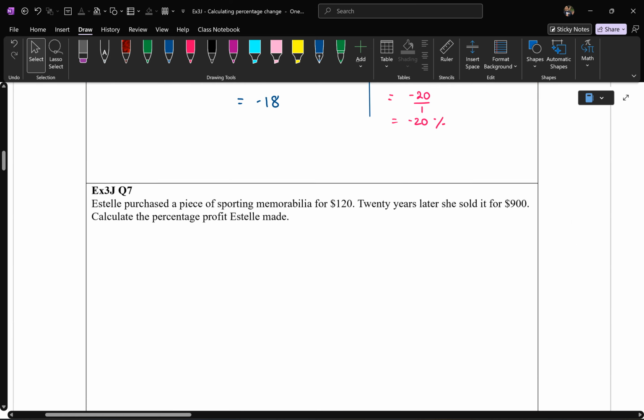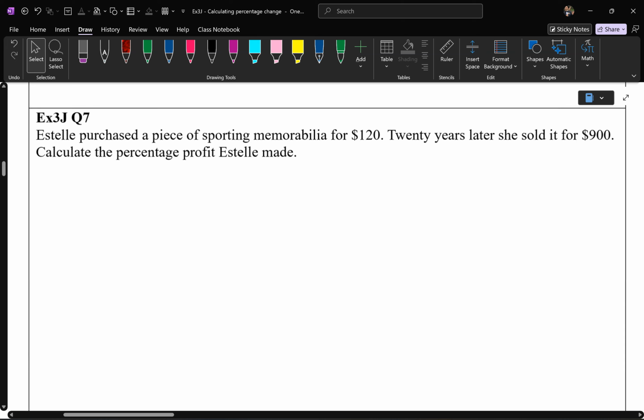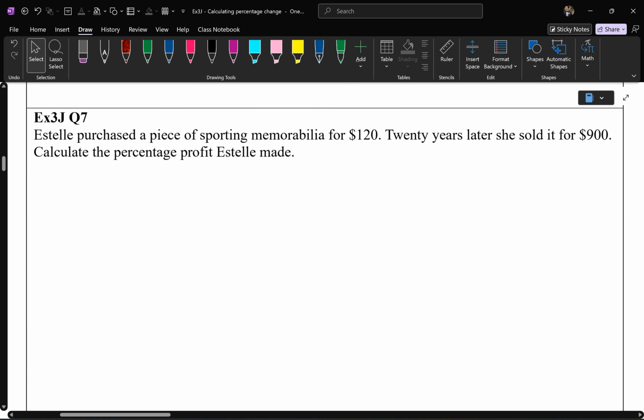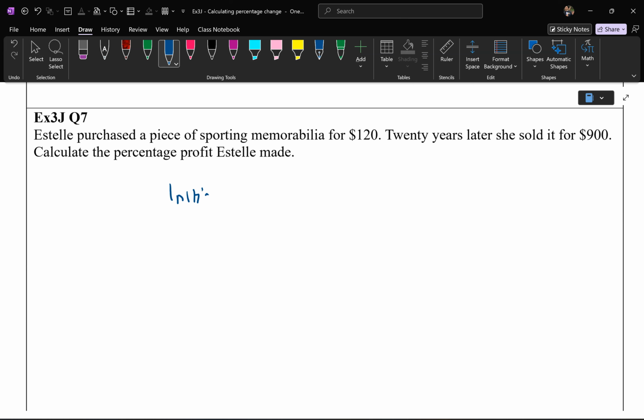Let's go for example 2 now. This is question 7. Estelle purchased a piece of sporting memorabilia for $120. So we've got an initial amount and we've got a final amount. Bought it for $120, but 20 years later, it was sold for $900. So, Tilly, what was the starting or initial and the final amount? Good. And then you sold it for $900. So that's the final amount.